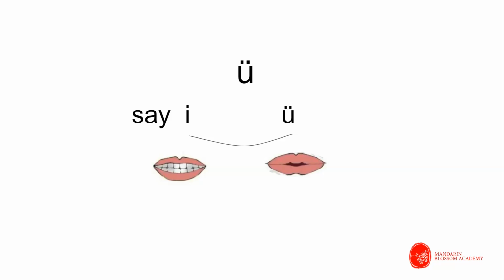Now this is our last simple final. And it doesn't exist in English alphabet. It is pronounced yu. In order to pronounce this sound, say yi first, and keep your tongue in the same position. Then round your lips. Say yi, and now round your lips.